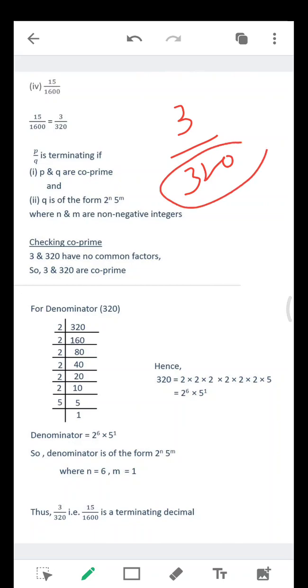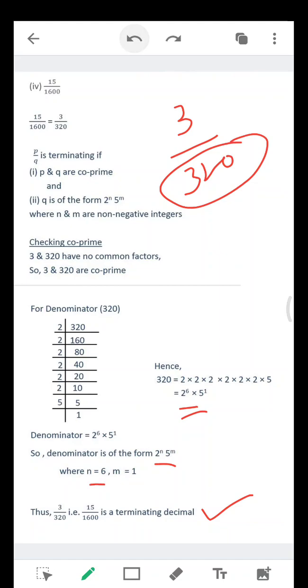Now I'll check whether 320 can be written as powers of 2's and 5's. You can have a look here. I prime factorize 320, so I got 2 power 6 and 5 power 1. So 2 power 6 into 5, I can say it has both 2's and 5's. So this is also a terminating decimal expansion. It is in the form of 2 power n, 5 power m. What is n in this? 6, and m is 1.